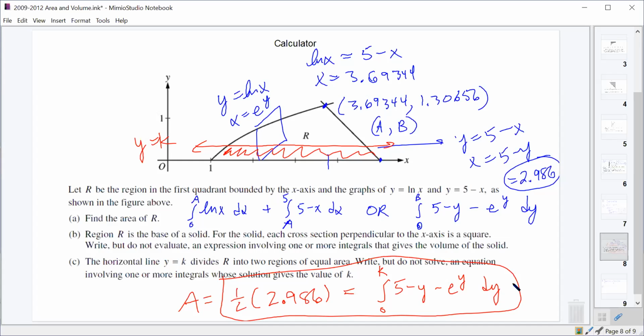And on a separate note, suppose you got the answer to A wrong. You didn't get 2.986, you got something else, you got 7 or something like that. Well, if you put in 1/2 of 7 here, they'd still give you the points for part C. So they don't penalize you for being wrong in part A if you need the answer from part A to solve part C. Good or no?